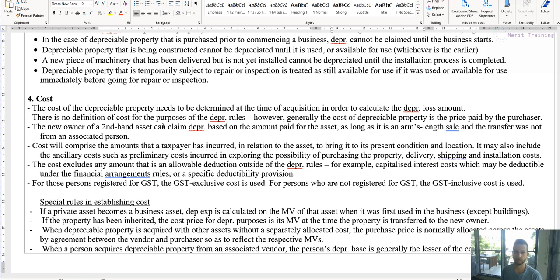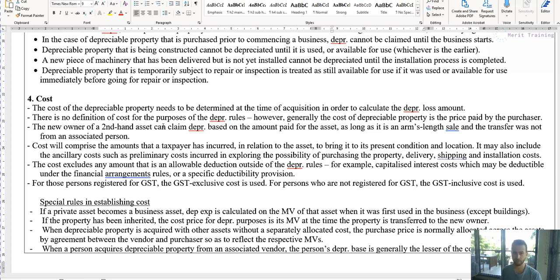Now, a new owner of a second-hand asset can claim depreciation based on the amount paid for the asset, as long as it's an arm's length sale and the transfer was not from an associated person. This is to ensure that you don't say we've only paid $100 for this asset from our friend, but the asset's worth $1 million, so we're going to claim 10% a year, 100k a year. How can you claim 100k of depreciation when you've only paid $100 for the asset? It needs to correspond to what you've actually paid for the asset.